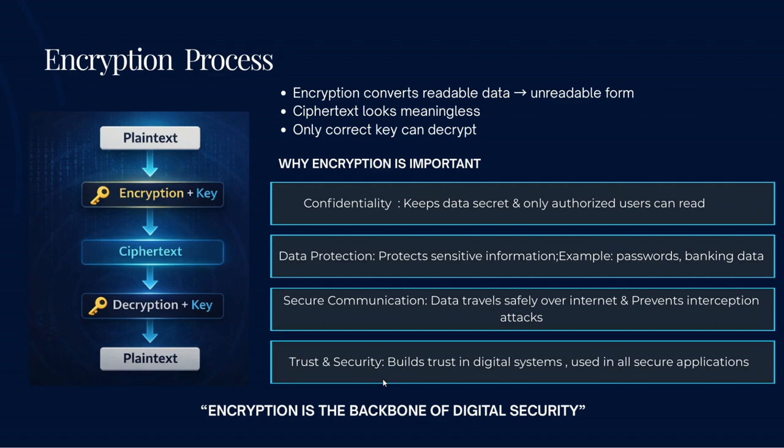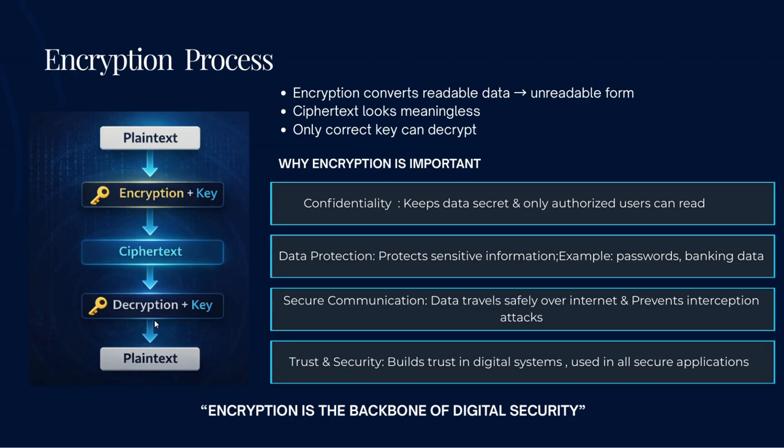Now let's understand how encryption actually works. We start with plain text, the original message. Then we apply an encryption algorithm along with a key. This converts the message into cipher text. This cipher text looks completely meaningless. Then this encrypted data is transmitted over the internet. At the receiver side, the same key is used to decrypt the message back into plain text. So even if an attacker intercepts the data, they only see cipher text, which has no meaning without the key.